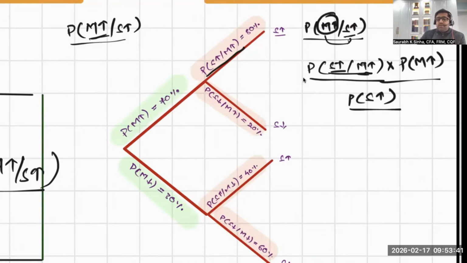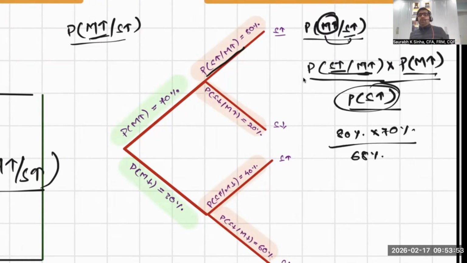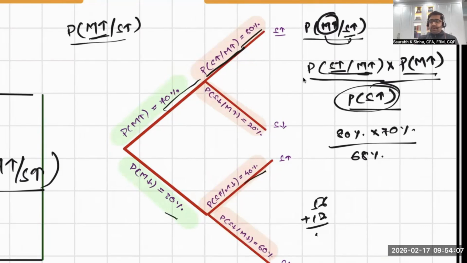So what is the probability of stock price rising given the market has risen? It is 80%. What is the probability of market rising? 70%. What is the probability of the stock price rising? Only the pure probability you just calculated, that is 68%, 70% times 80% is 56%, and 30% times 40% is 12%. So 56 plus 12, you just calculated to be 68%. If you solve this, you will find the probability of market rising given the stock price has risen. And that's it.